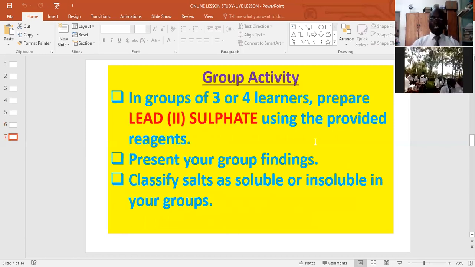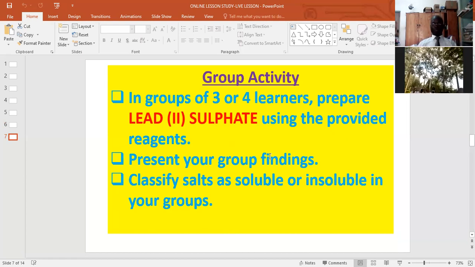So students, there is a group activity. After you paired up, there is some group activity that you can see displayed on the screen. I would like the group leader of group number one to read through the group activity. In groups of 3 or 4 learners, prepare lead 2 sulfate using the provided reagents. Present your group findings. Classify salts as soluble or insoluble in your groups. Very good. So that is the task ahead of us.